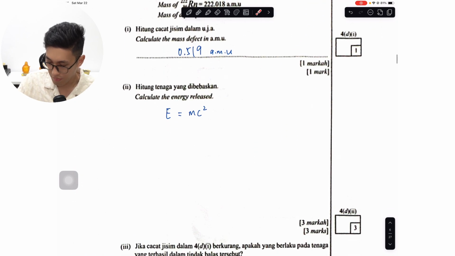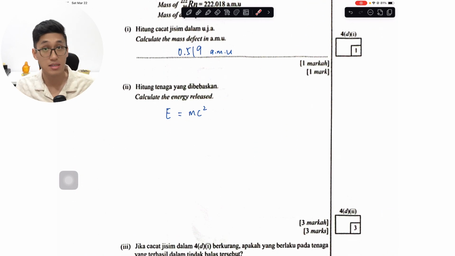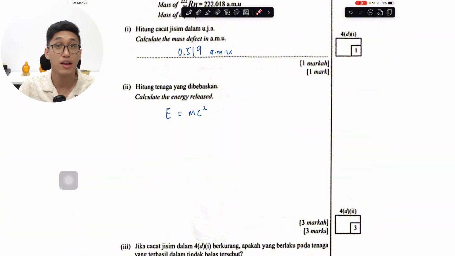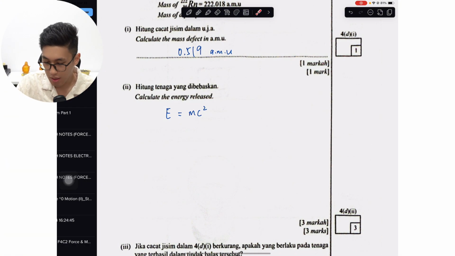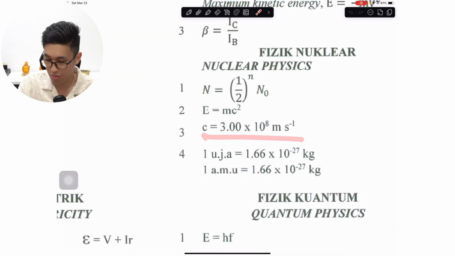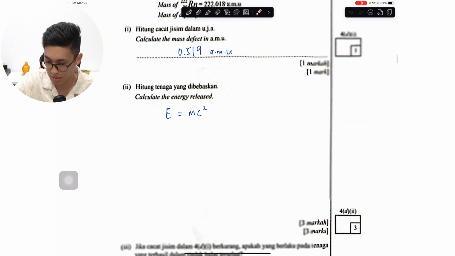M is not just any mass. M is the mass defect. It is the missing mass that turned into the energy. C is, of course, the speed of light, right? And speed of light will always be given to you, yeah? But it would be nice if you can memorize the speed of light lah. Okay, speed of light is 3 times 10 to the power of 8 meters per second.